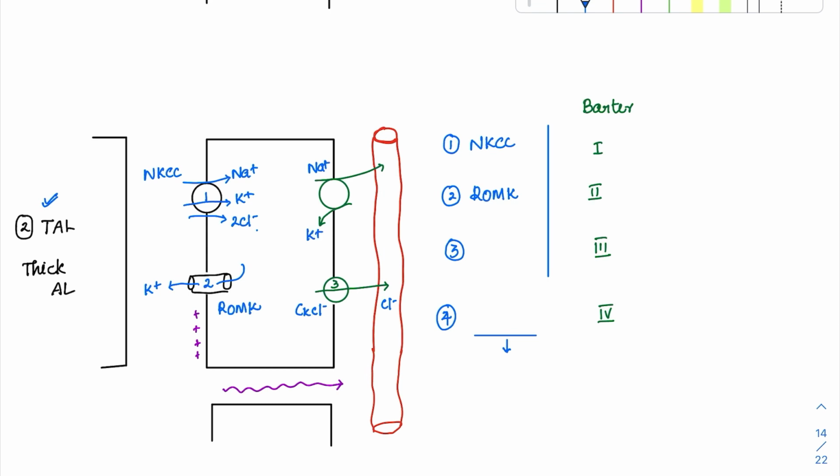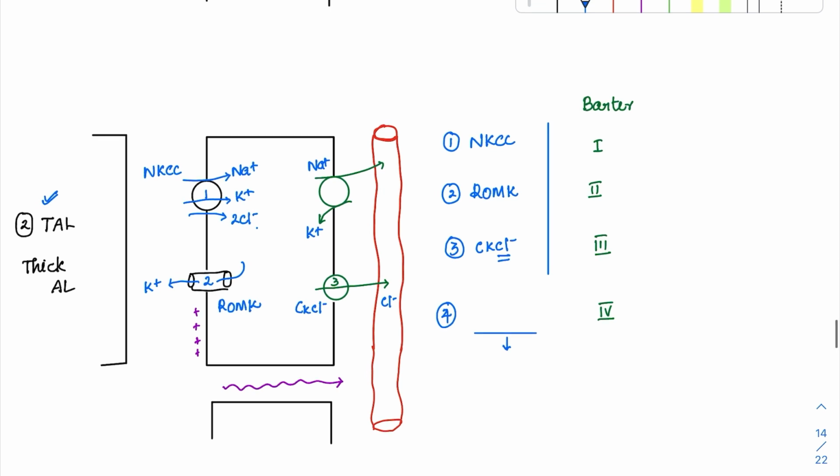So what is the third channel? The third channel is CLC-K, a chloride channel which transports chloride at the basolateral side. Then the fourth one is not a channel, it is a protein attached to this CLC-K. That protein is called Barttin. Whenever any of these channels we discussed is defective, it leads to a syndrome called Bartter syndrome.